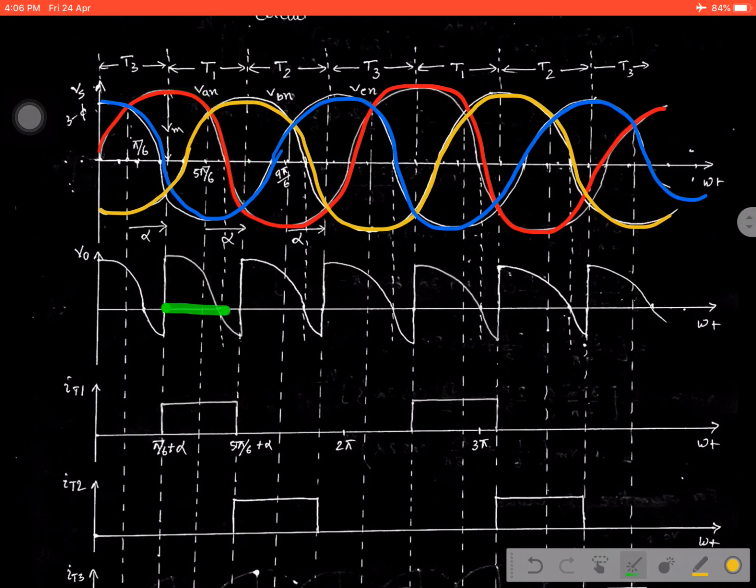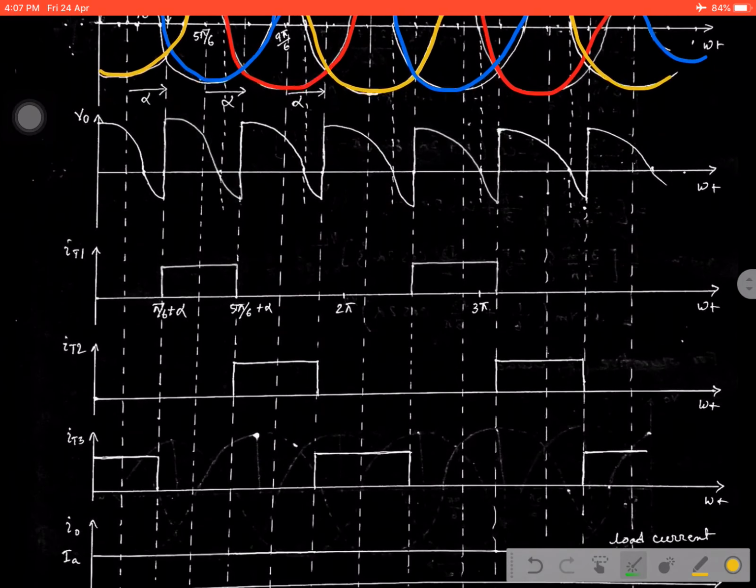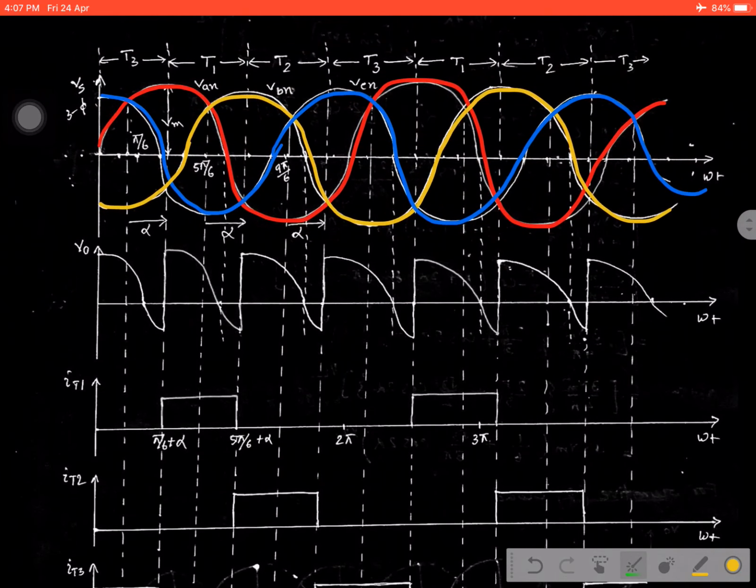In this particular region, the similar wave shape we have drawn here is taken from the supply voltage. The similar application can be done for the next switches onward. Similarly, the blue phase BN will be reflected, and then the next phase. In this way we get the output voltage across the output terminal. Now the three currents are there, that is IT1, IT2 and IT3.